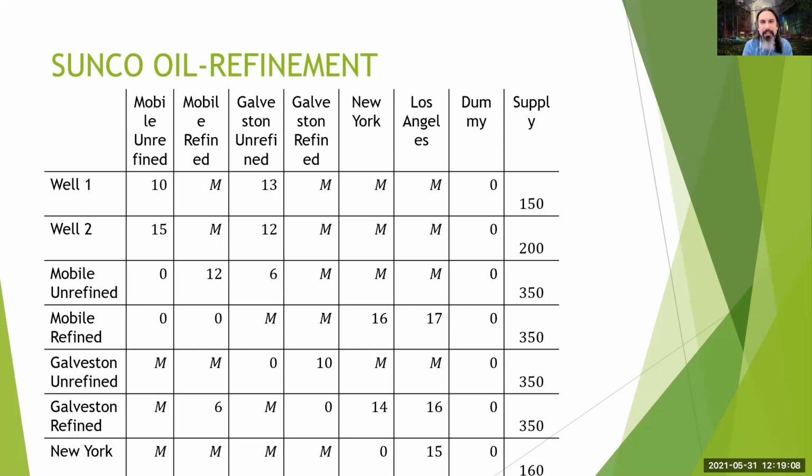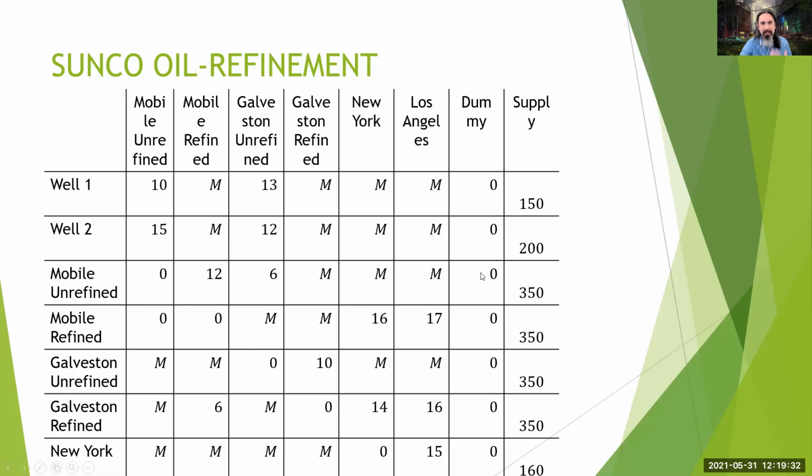So Mobile and Galveston are not only transshipment points now, they are also operation points. Something is happening to the goods there. They become supply points in a flash. Suddenly they are supply points as well, and they are demand points as well. We have to make sure that anything that comes out of the well goes into Mobile or Galveston.